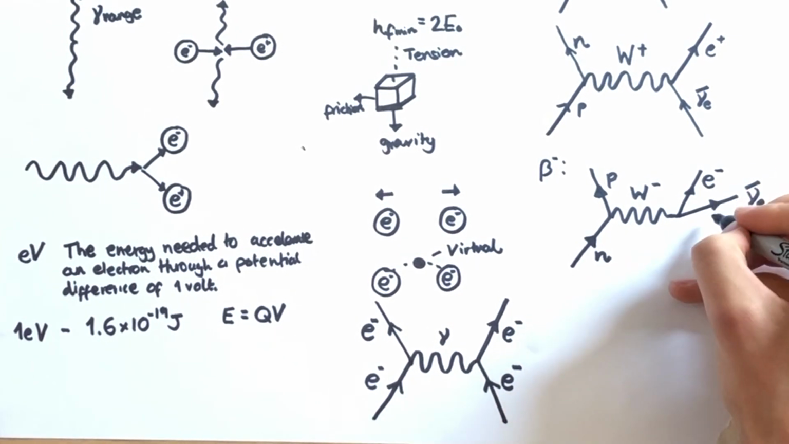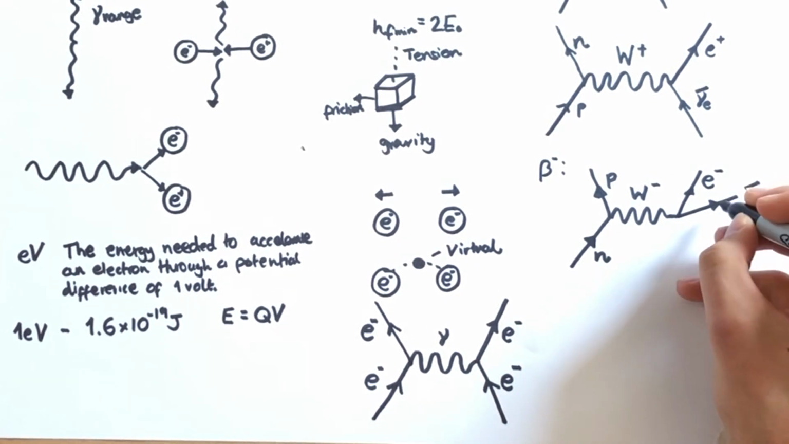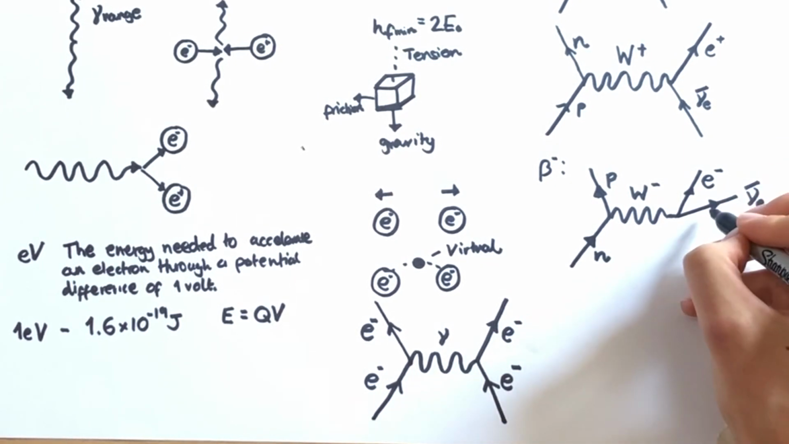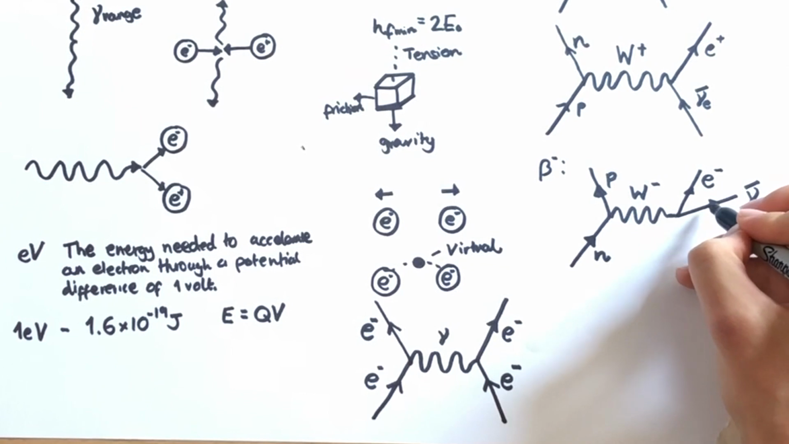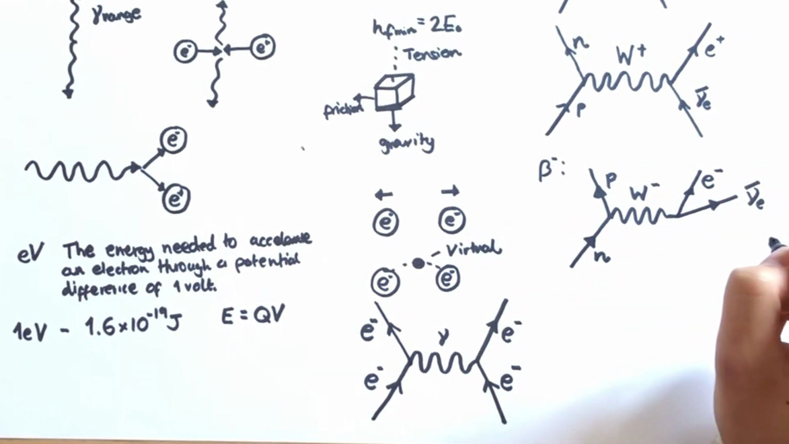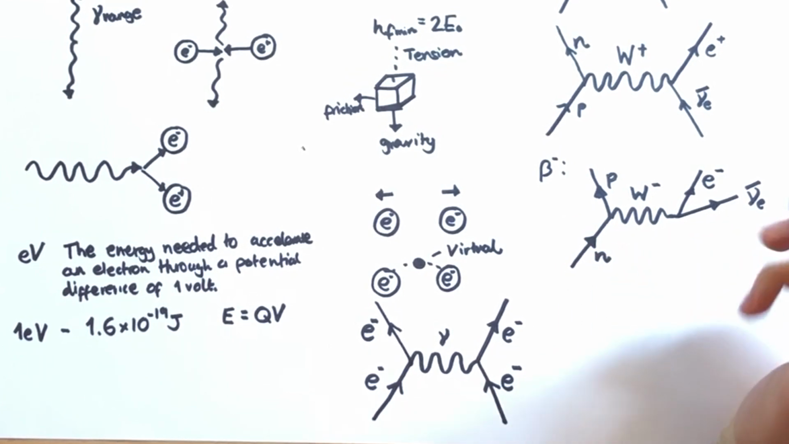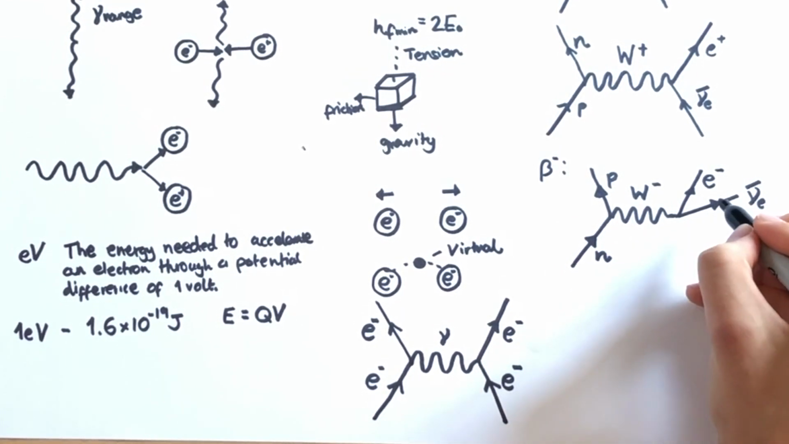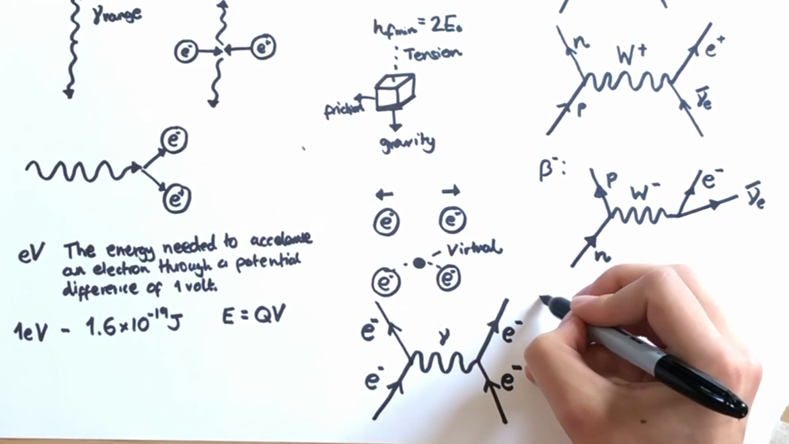Now, technically, I'm not sure whether they're that fussed about it, but because this is an antiparticle, there is a convention that you should technically draw the arrow going that way rather than that way. I don't know if they're too fussed about it, but technically that would be the right thing to do. So let's just finish this off.